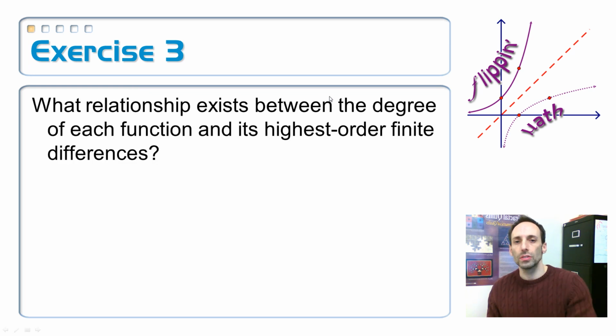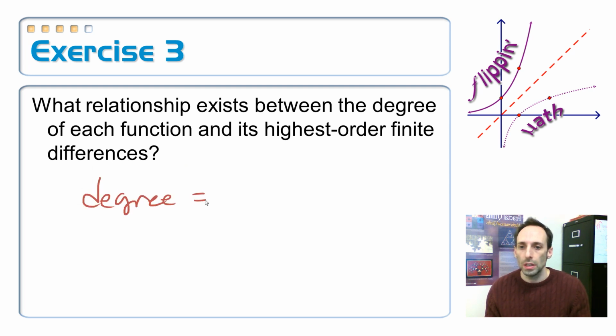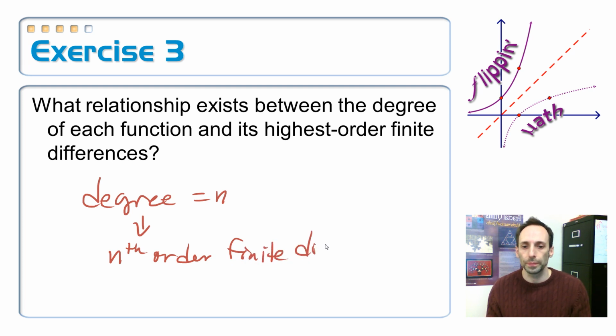So the answer to this question then, what's the relationship between the degree of each of these functions and its highest order finite differences? And it's pretty simple. If your degree equals n, that means your nth order finite differences are constant. Nth order finite differences are constant.